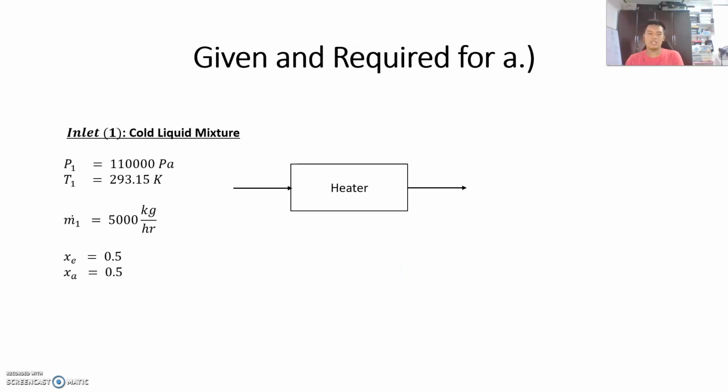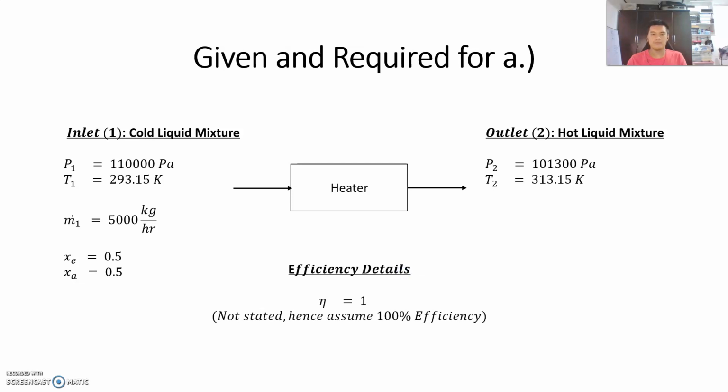So for liquid-liquid heating, the inlet is as follows: 110,000 pascals, 293.15 Kelvin, and the mass flow rate is 5,000 kg per hour, and the outlet is 101,300 pascals and 313.15 Kelvin. Efficiency details: since the problem does not state a heater efficiency, we shall assume it to be 100% or eta equals 1. I almost forgot that the molar fraction between acetic acid and ethanol is equimolar, meaning 0.5 for ethanol and 0.5 for acetic acid.